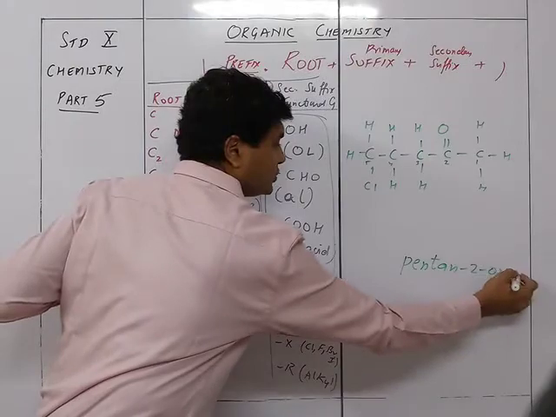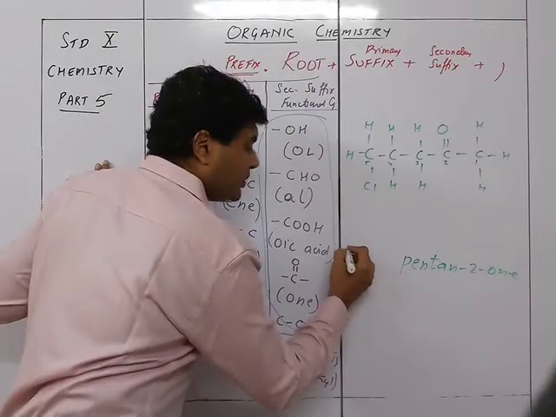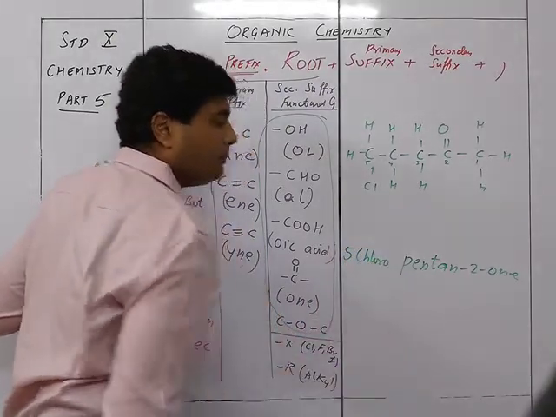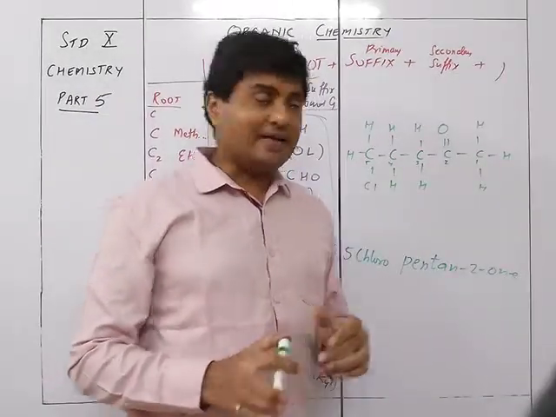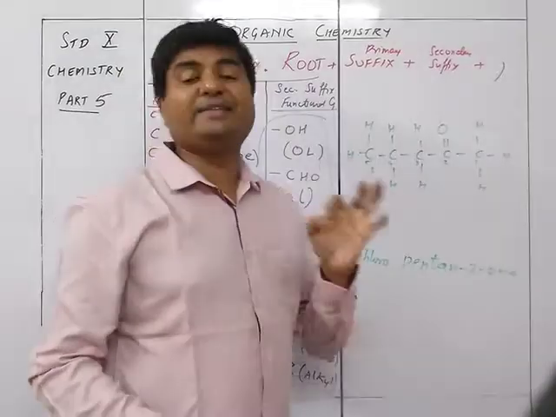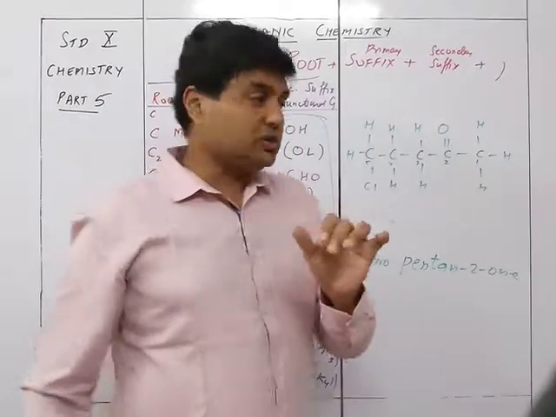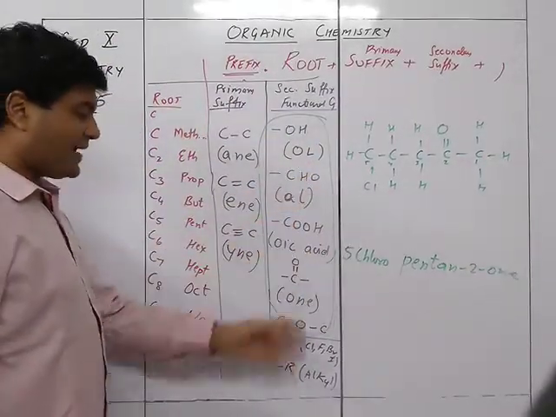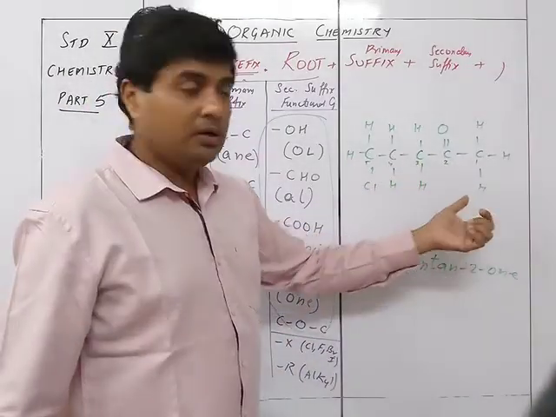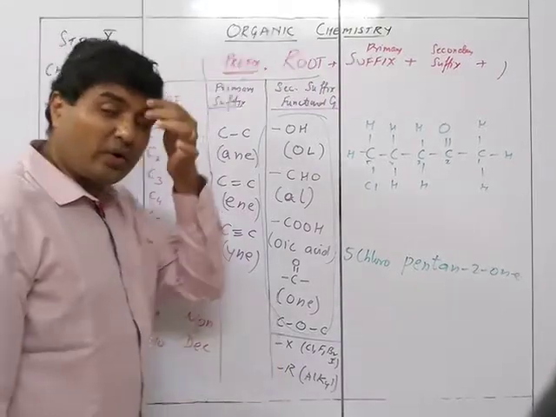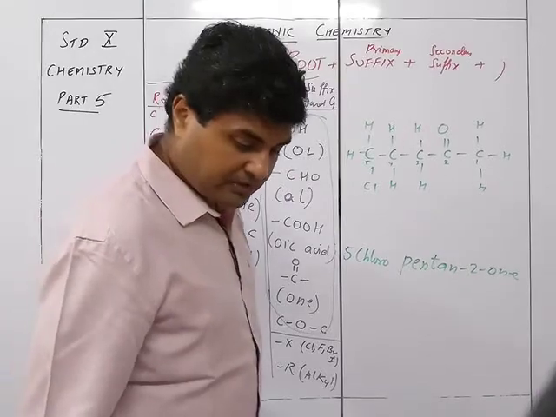2, then one. So this is pentan-2-one. But then this 5 chloro will be there, so it will be 5-chloropentan-2-one. Understood? Very important to understand this part, that here the ketone is given the preference for numbering. Ketones, alcohols, aldehydes, carboxylic acids, they will always be given a preference of lower number than the chlorides, the halides and the alkyls. So that was sum number 13.